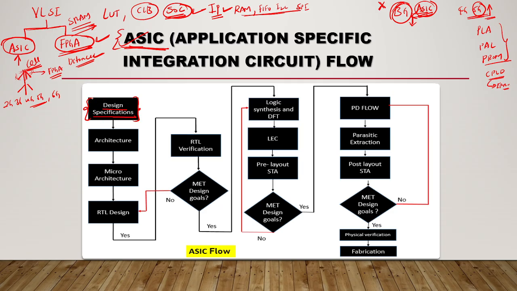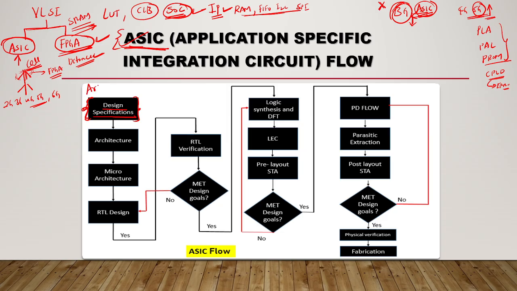Design specification means, suppose you take any device, the company gives the data sheet. If you purchase any equipment also, they will give the data sheet, and all the information will be there. So it's like a specification: how much time, how much area it will take, how many inputs and outputs there are. These are nothing but the design specification.